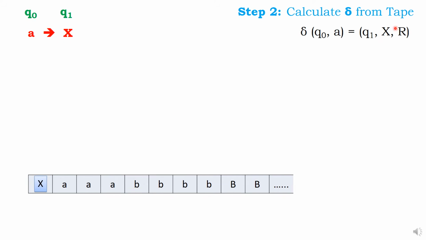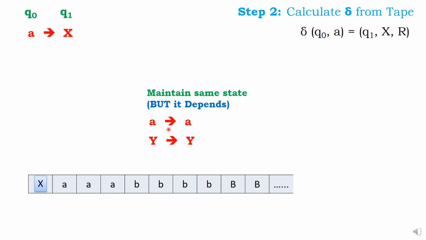Replace A by X, Q0 to Q1. Okay, as per my discussion. Next, what are you doing? Replace A by A, sir. So, A by A, Y by Y, maintain the same state. But it depends on the condition, I will tell you. Now, you started here, A by X, Q0 to Q1. Replace A by A. What should I do? Maintain the same state. Which state? Where you are right now? I am in Q1. Maintain the same state. Q1 to Q1. Now I reached this B.